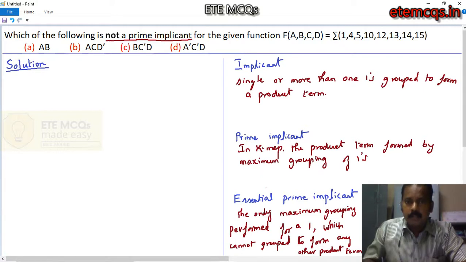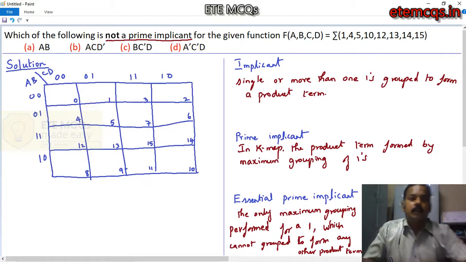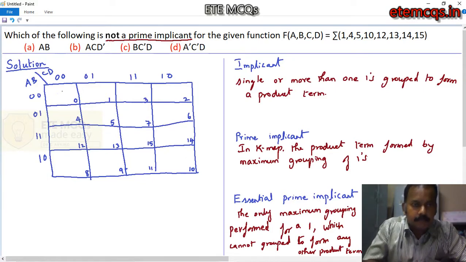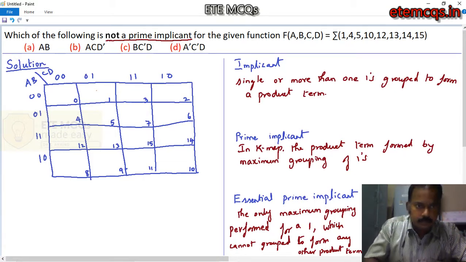Okay, so let us solve this problem. We have got a 4 variable Kmap, A, B, C, D are its variables. So we have 16 cells in this Kmap. Now let us put ones that correspond to these values. For 1 it is 1. For 4 it is 1. For 5 it is again 1. For 10 in Kmap cell we need to put a 1.